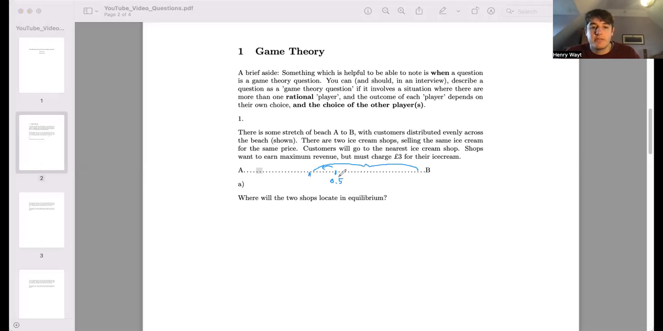And the same can be said if someone moves slightly to the right of 0.5. There's an incentive for the other person to park themselves marginally to the left of them and capture 0.5 plus this part. This means that if you're moving away from 0.5, you're always going to earn less. So there's a strict incentive for everyone to stay at 0.5, 0.5.